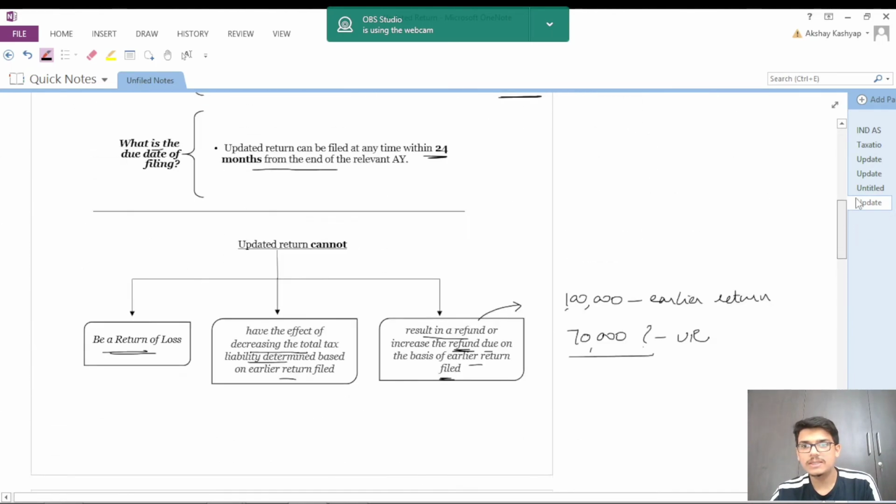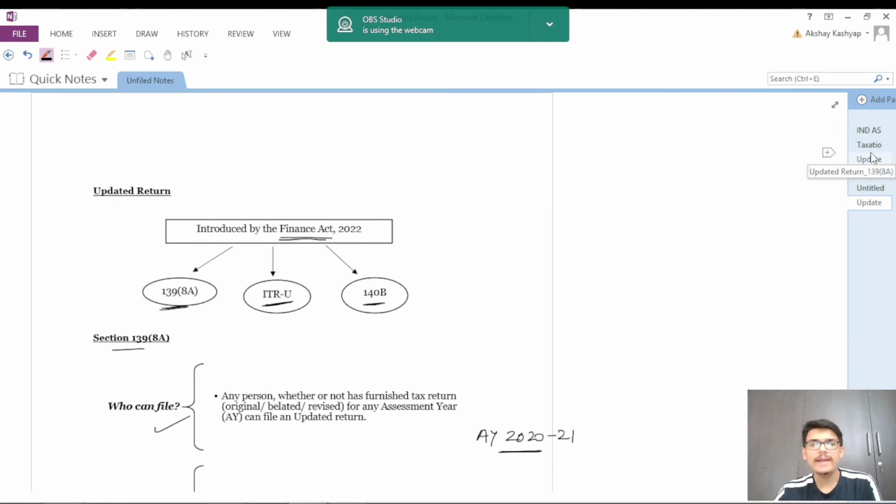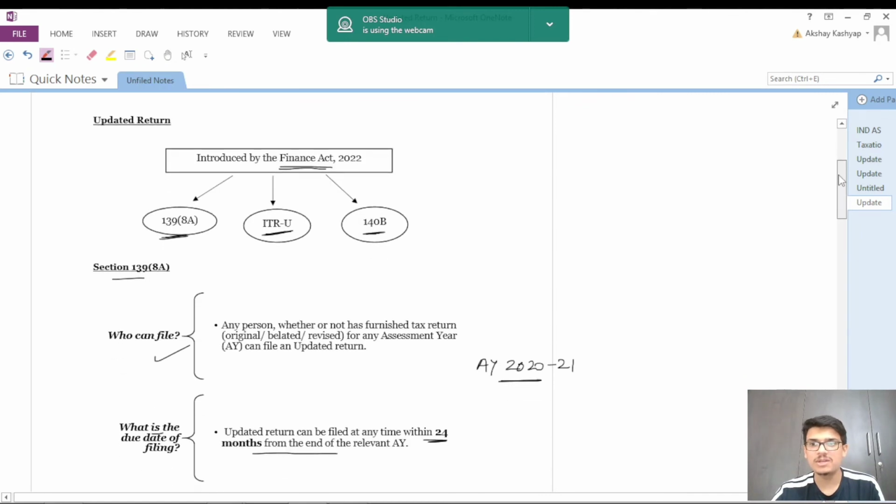I hope you understood these points. To sum up, or to just conclude, I would like to say that the updated return has made additional compliance but has still provided an opportunity to the assessee to avoid penal consequences for not filing of return by way of paying an additional income tax. But still, in this updated return, as we all see, you cannot claim the genuine errors that you have made, because of which you had paid higher tax earlier, because by way of an updated return you either have to increase your tax liability, and it cannot result in a return of loss, also it cannot result in a refund.